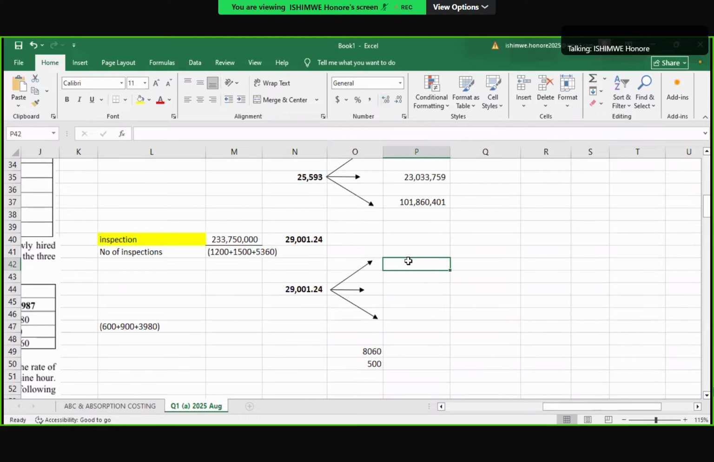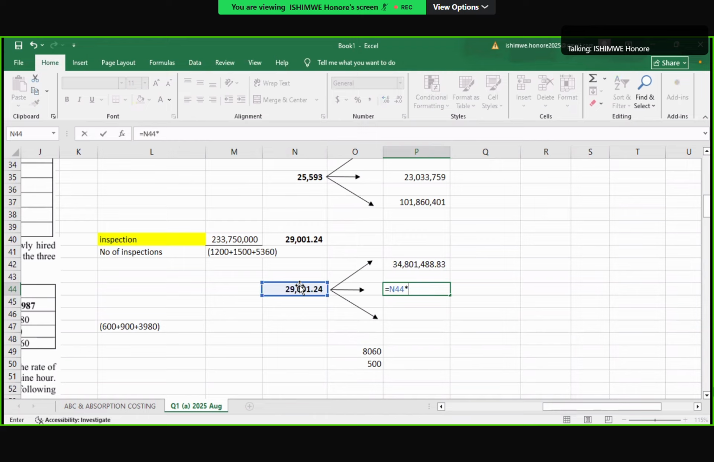Okay, two parts. So what do I take? First product, I will take this, then I multiply by 1,200 and get it. So I can get the cost per activity into 1,500, 1,500, and here the same story times 5,360.